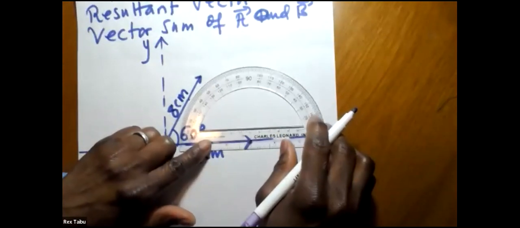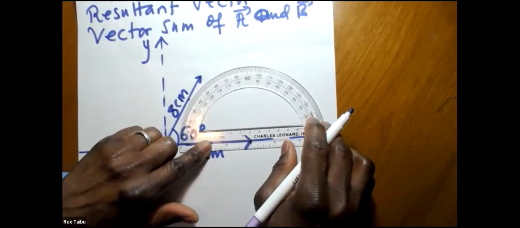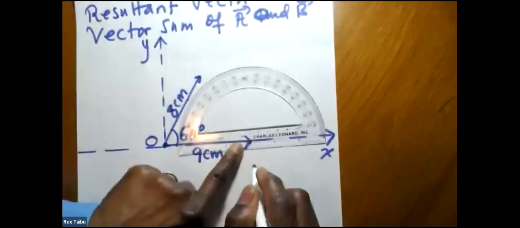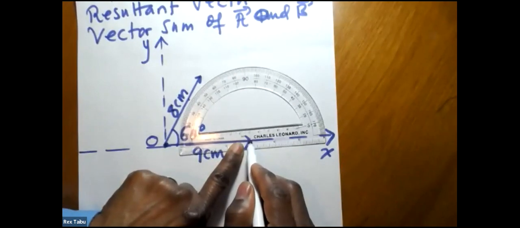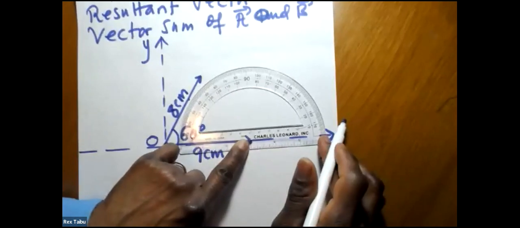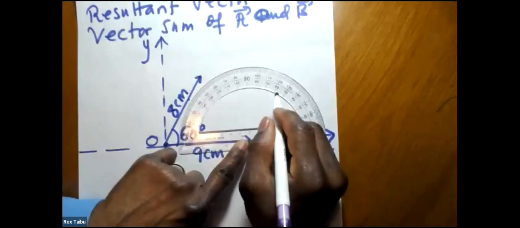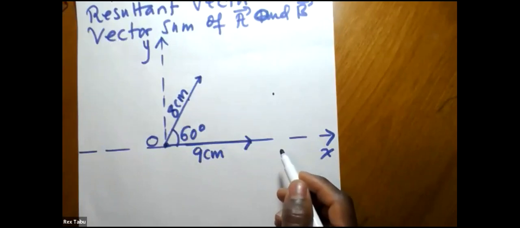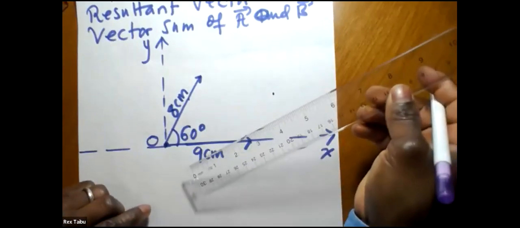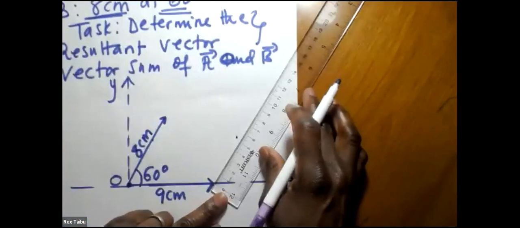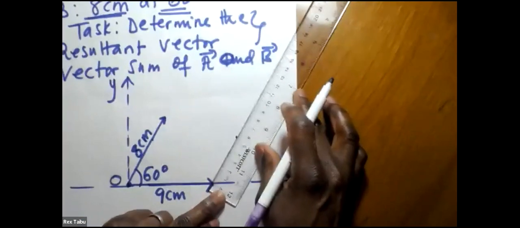And let's have our angle here. Line up from the tip of the 9 centimeters vector. That's our new origin all the way there. Then it has to be a straight line. Then count to 60 degrees. 60 is here because we want to transfer the 8 centimeters vector. Then bring your ruler and draw 8 centimeters from the tip of the next vector. So 8 centimeters.